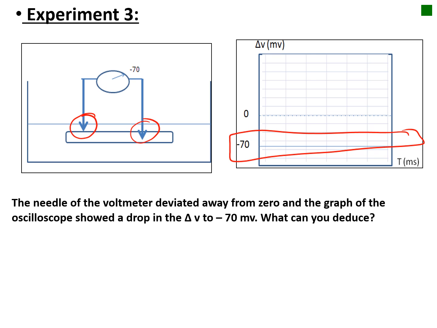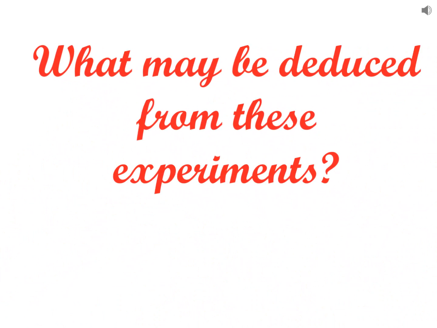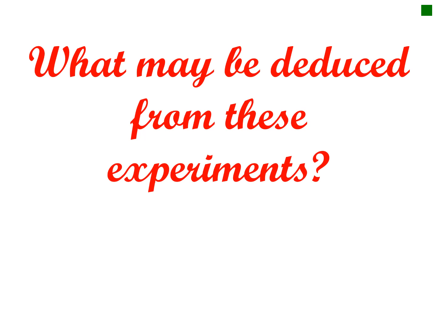Let's move now to experiment 3. In experiment 3, one electrode is placed on the outside, external, and the other on the internal side. The delta V, the potential difference, is minus 70. What does this mean? This means that there exists a potential difference.